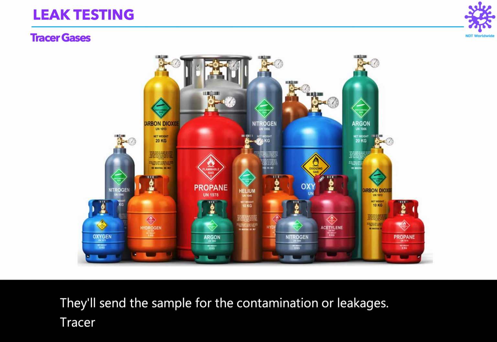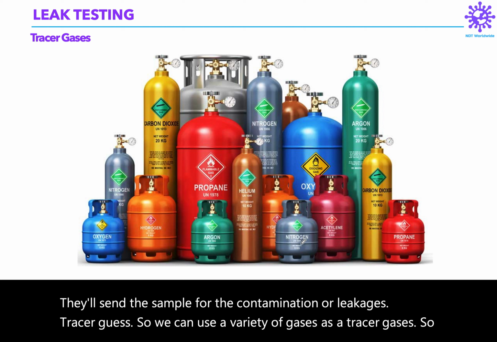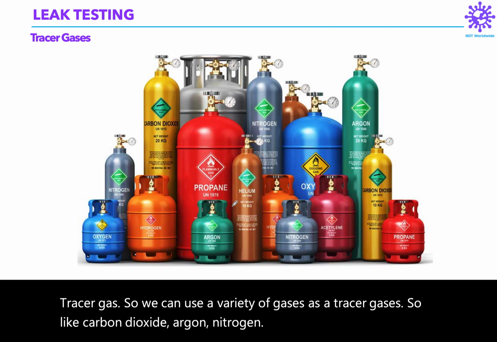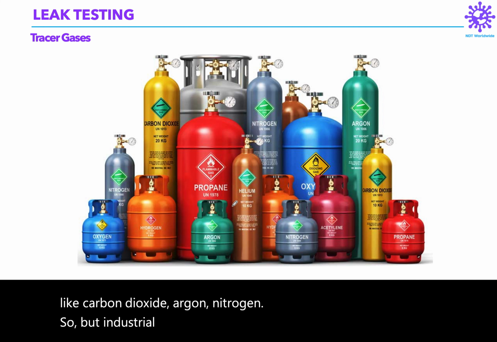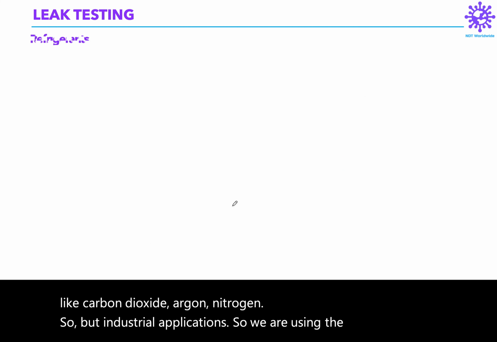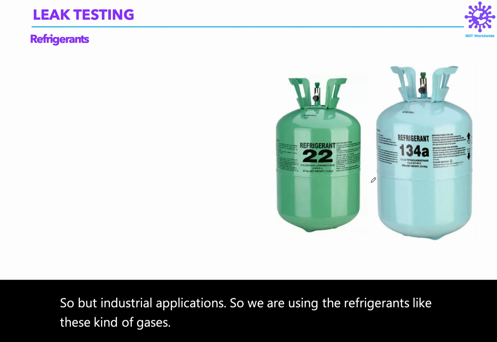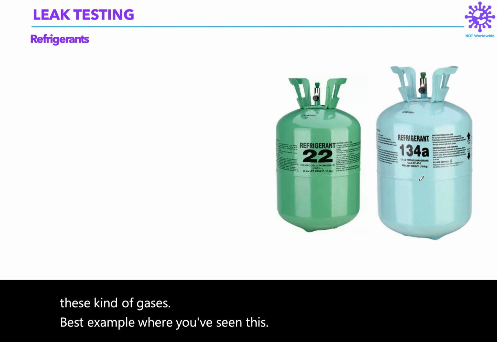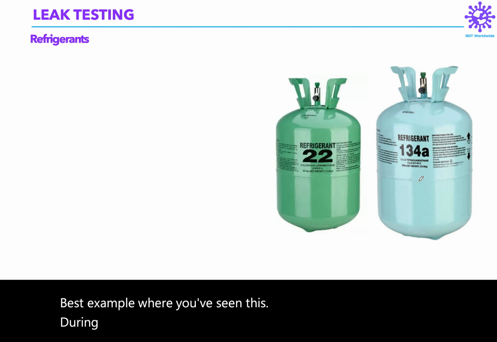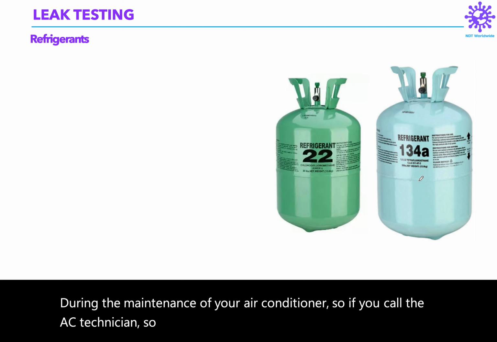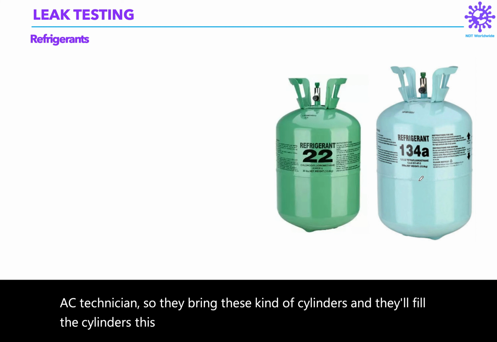Tracer gas: we can use a variety of gases as tracer gases, like carbon dioxide, argon, nitrogen. But in industrial applications we use refrigerants. The best example is during the maintenance of your air conditioner. If you call the AC technician, they bring these kinds of cylinders and fill them. These are all Freon gases or some kind of refrigerants.